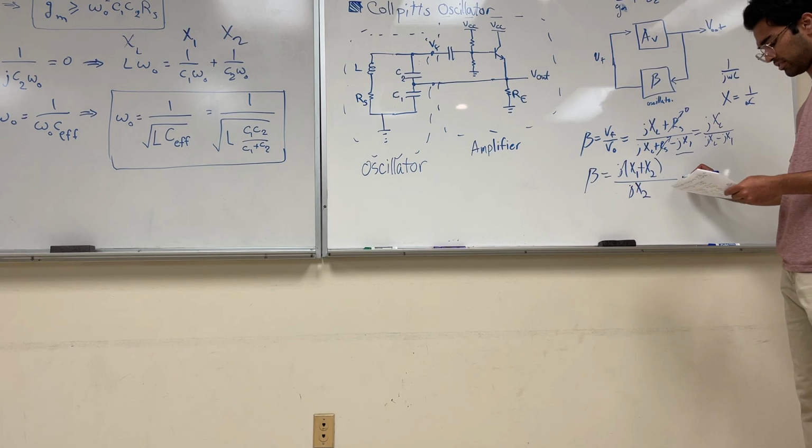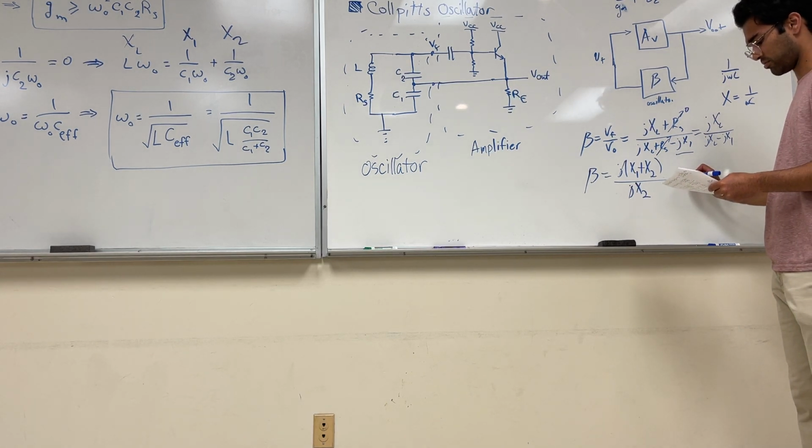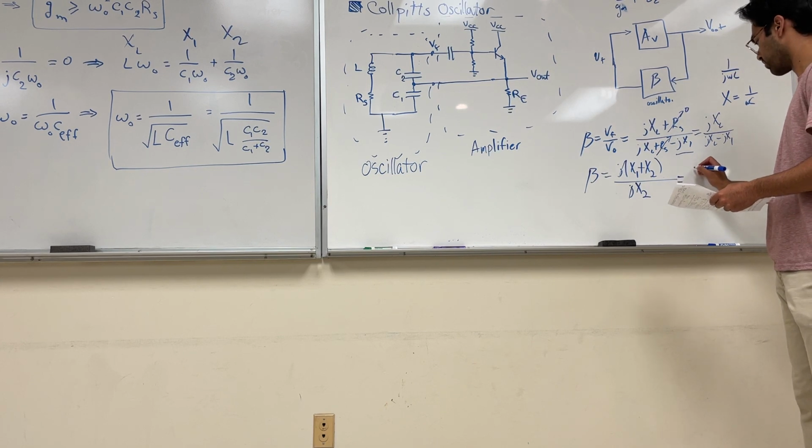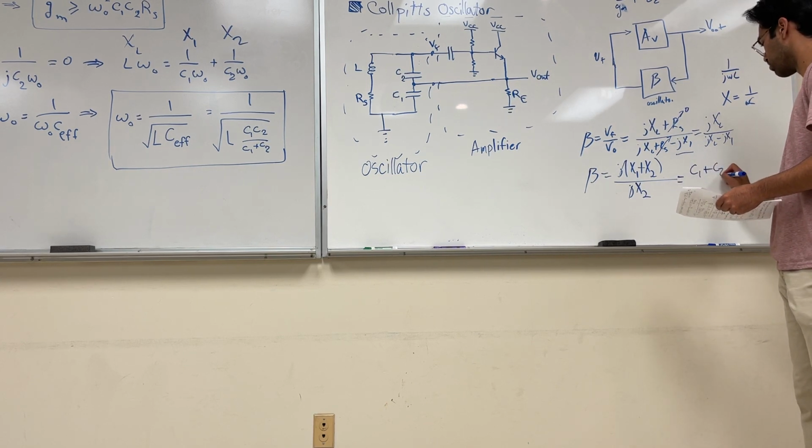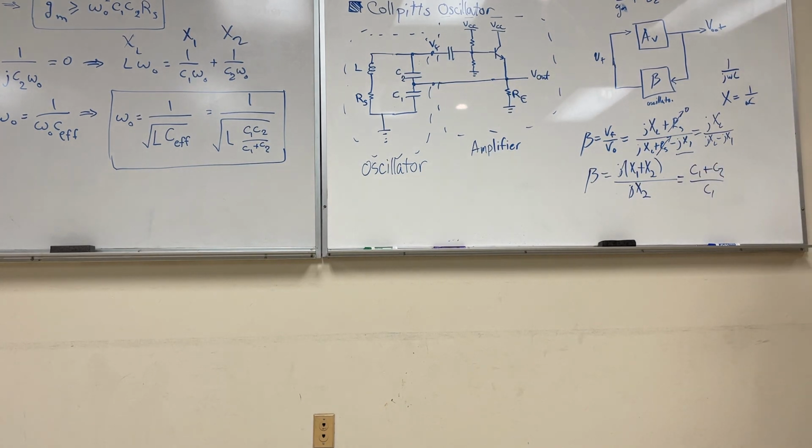I don't know if this is right. This is equal to, it's actually right, C1 plus C2 over C1. You can show that.